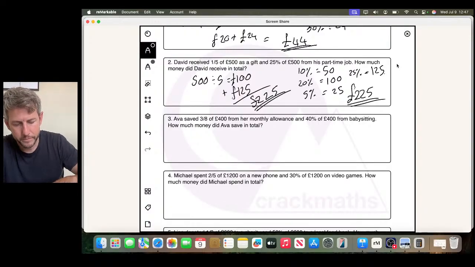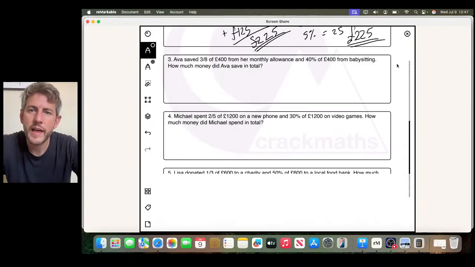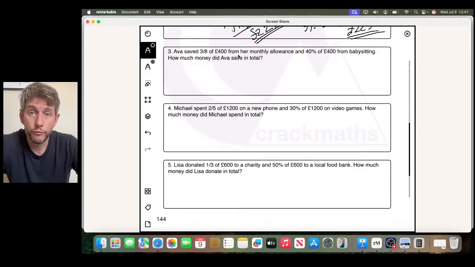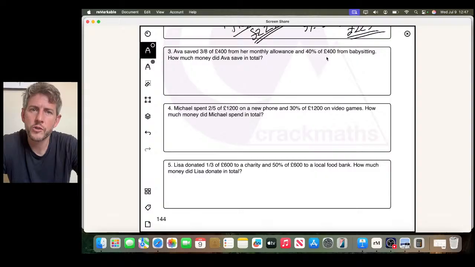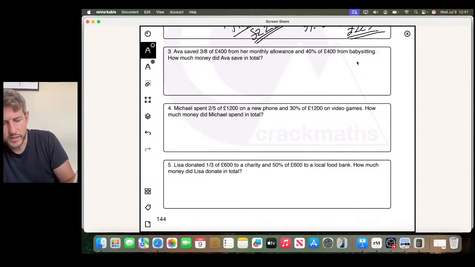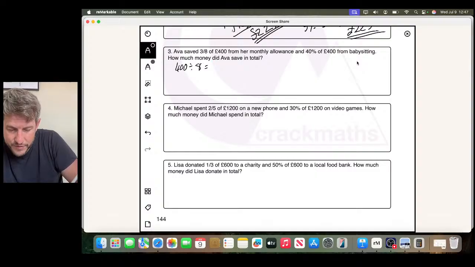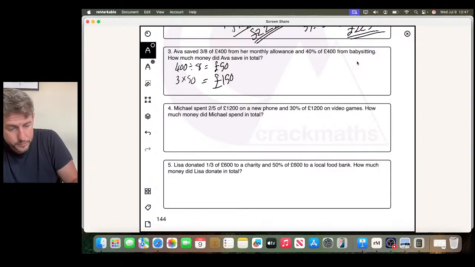Okay, right. Ava saved 3/8 of £400 from her monthly allowance and 40% of £400 from babysitting. How much money did Ava save in total? Right, so to find 1/8, we do 400 divided by 8, which gives us £50. She got 3 of those, so we've got to do 3 times 50. So that's £150 from her monthly allowance.